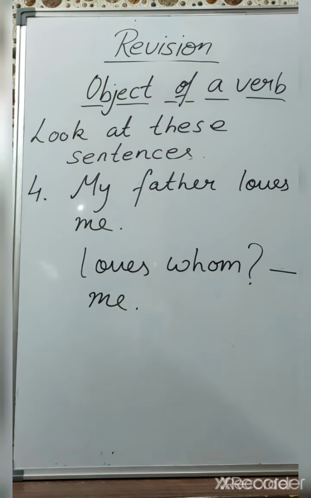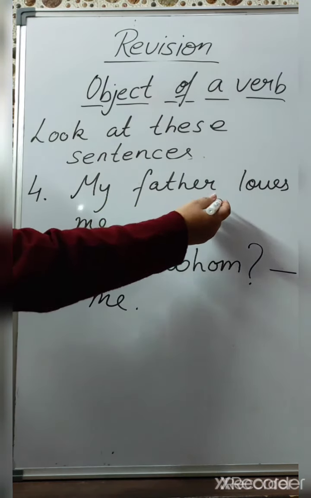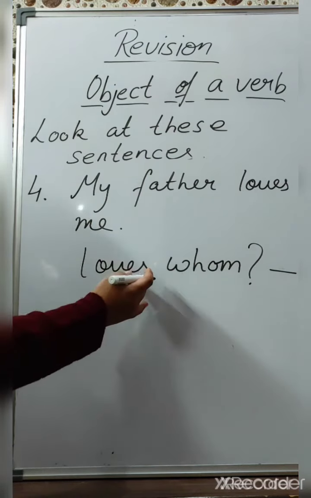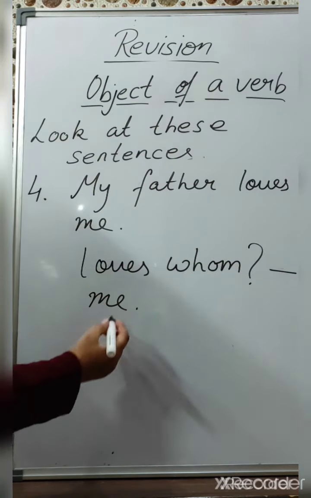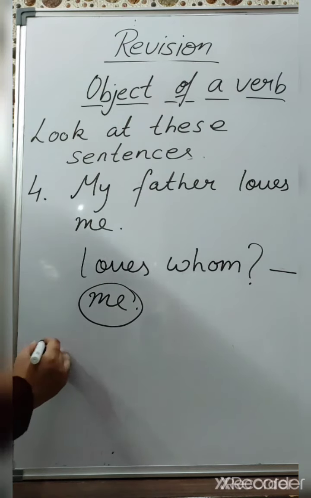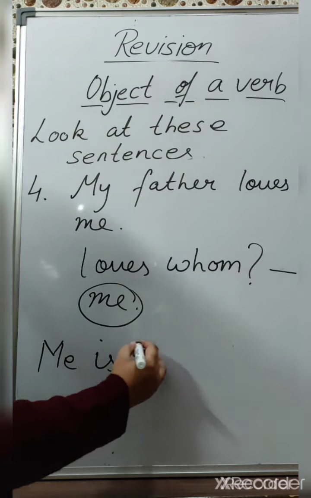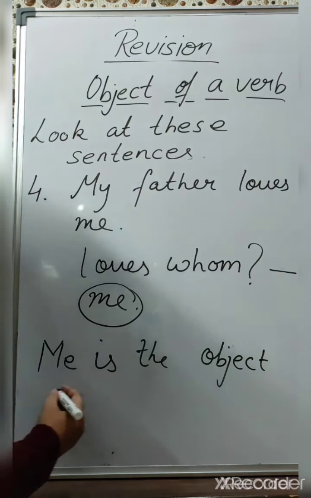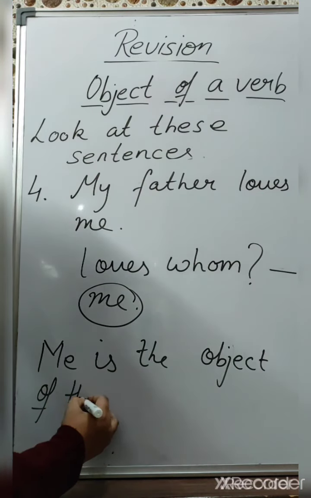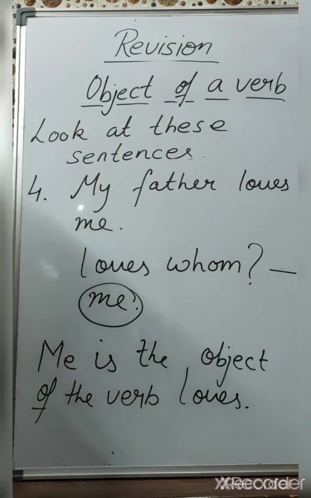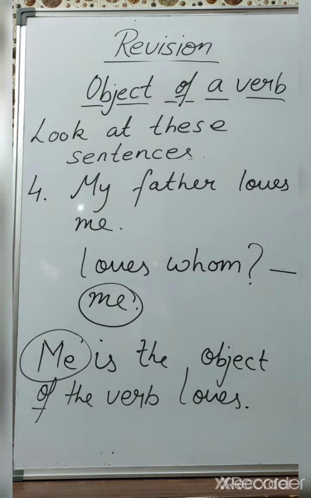So here, in the fourth example, my father loves me. So, whom does my father love? Loves whom? My father loves me. So, here in this sentence, me is the object of the verb loves.